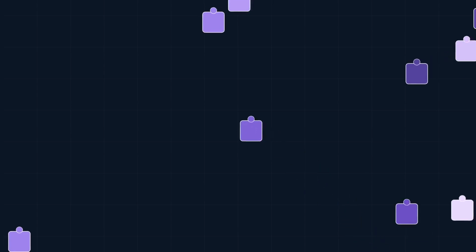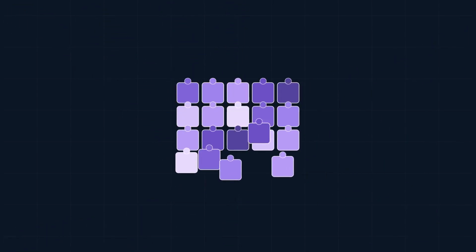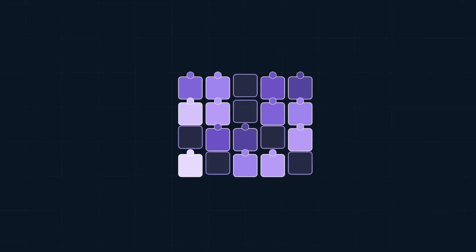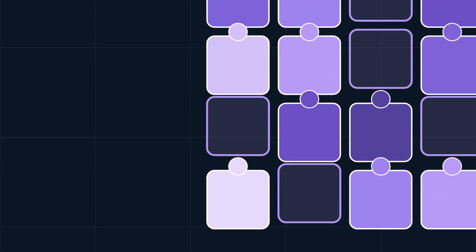A jigsaw puzzle with missing pieces. Some fell off the table when the box was opened. Some were lost during assembly. Some were thrown away because they were boring. Each scenario changes how you should fill in the gaps.